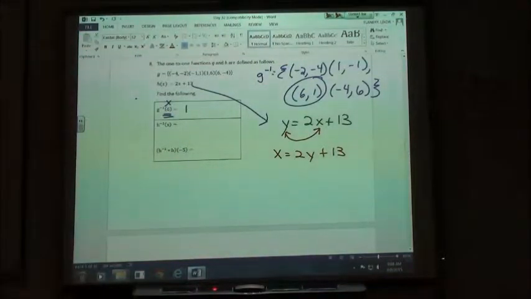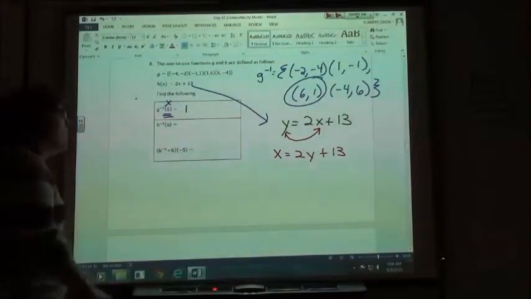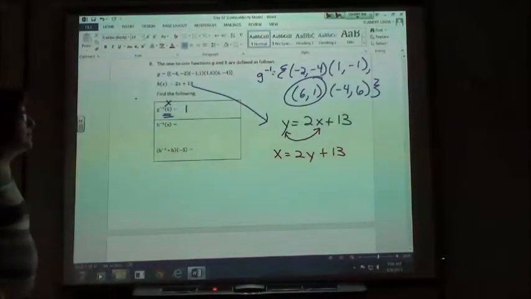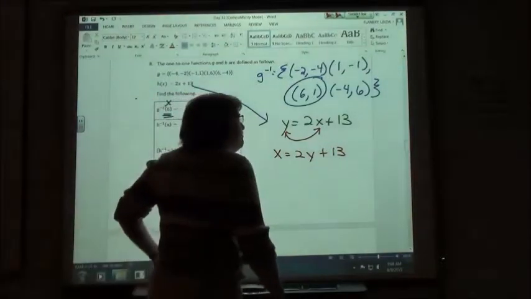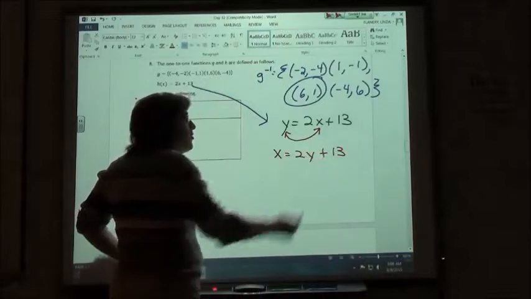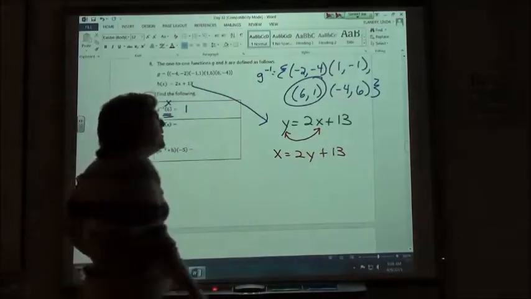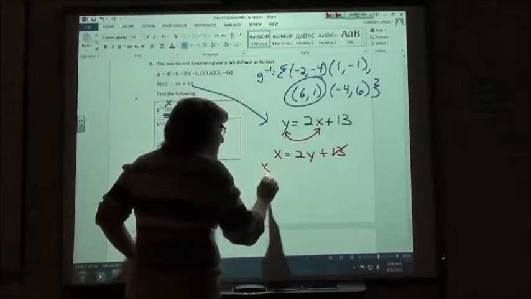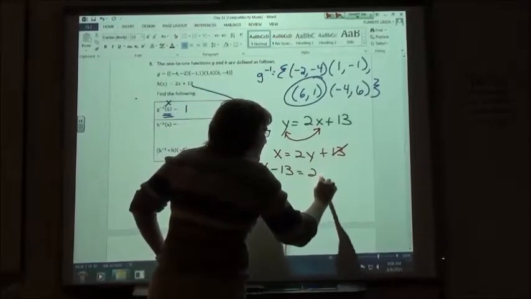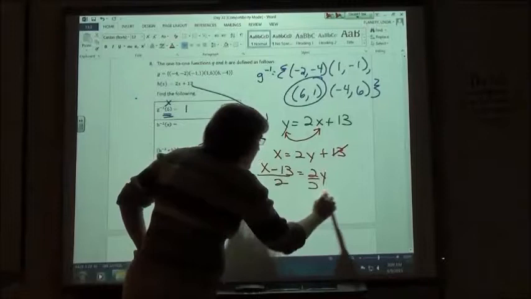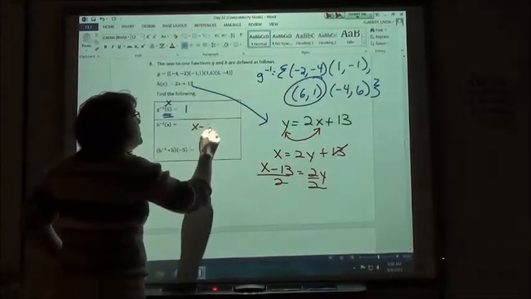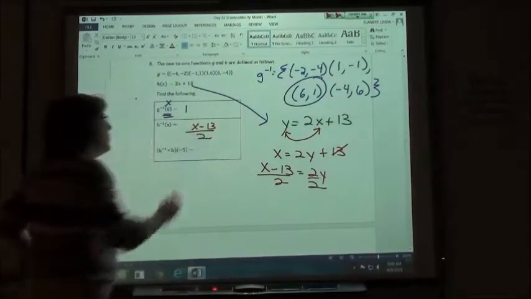And then we have to go through and solve that for y. So if we're going to solve that for y, what should I do next? You can do x minus 13. When I move my 13 over, it's going to be negative. x minus 13 over 2. So over 2. Yep, it is a 2. So x minus 13 over 2.